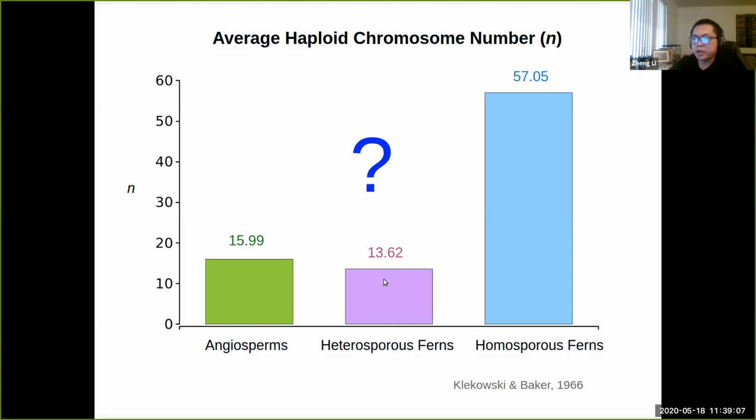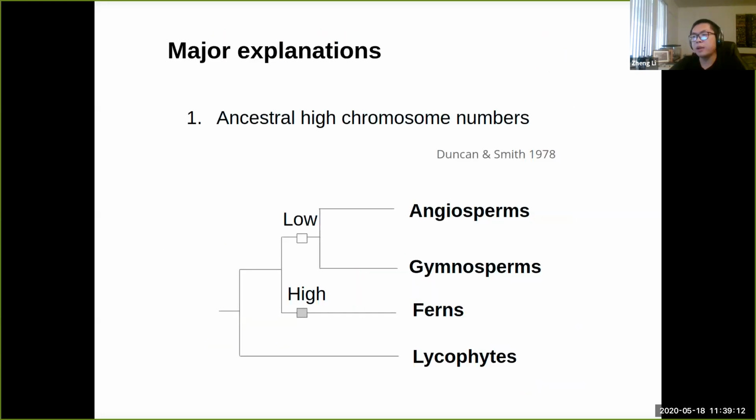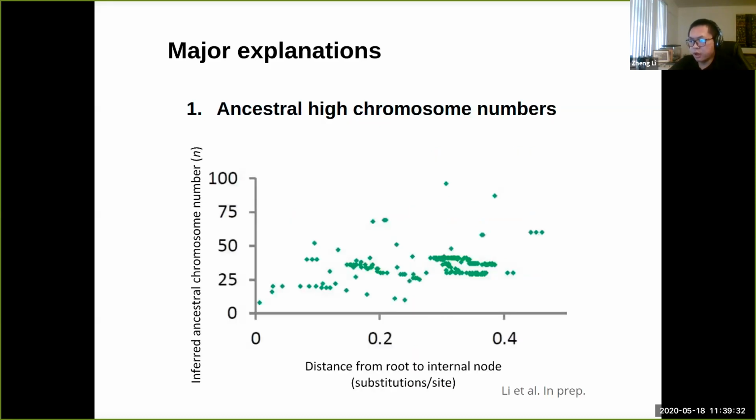So how do we explain this really striking pattern? Well, there's multiple hypotheses that have been proposed to explain this pattern. So the first hypothesis is the ancestral high chromosome number, first proposed by Duncan and Smith in 1978. So what they suggest is, well, fern may have just ancestral high chromosome number.